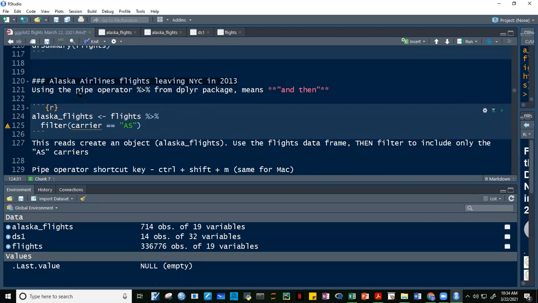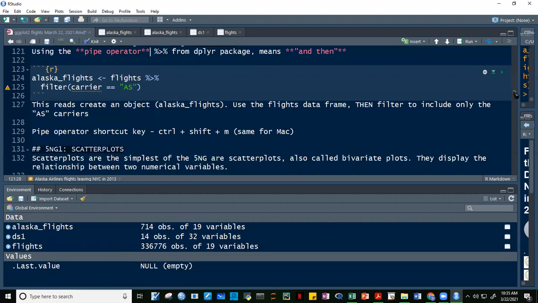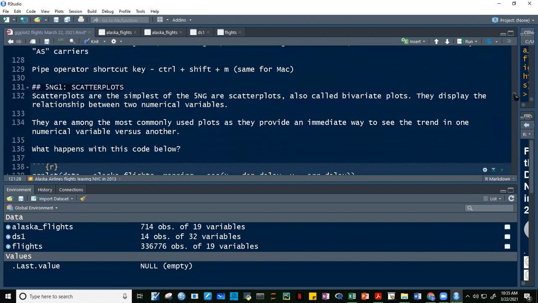Why is it called the pipe operator? It's called your pipe operator because it's like letting your data flow through a pipe. That means we are filtering something. Others cannot enter. Only what we want to let into the pipe goes through. Okay, so we now have Alaska flights.